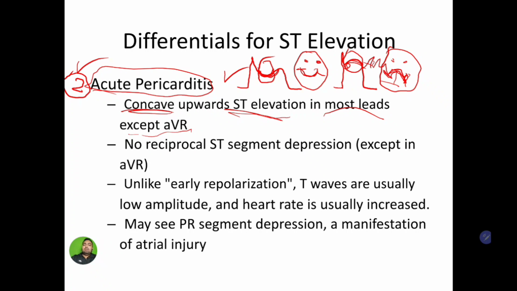So there is no reciprocal ST segment depression except in AVR, and unlike in early repolarization, the T waves are usually of low amplitude and the heart rate is usually increased. You can see PR segment depression, a manifestation of atrial injury. And a must-remember point is that there should be ST segment elevation along with depression of PR segment in acute pericarditis. Now I think you have got your picture clear.